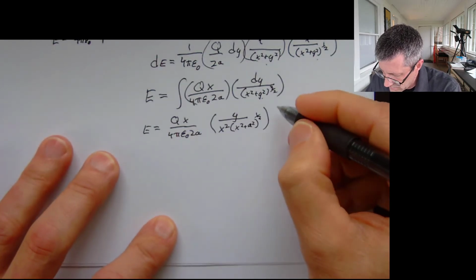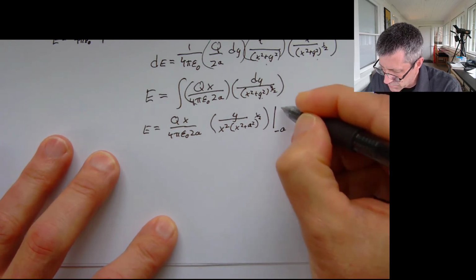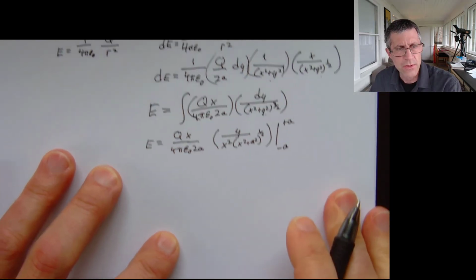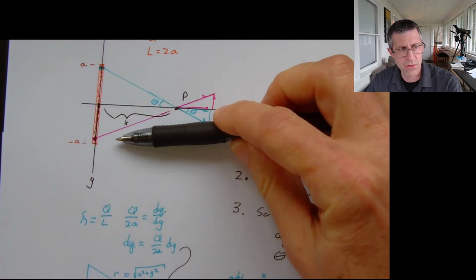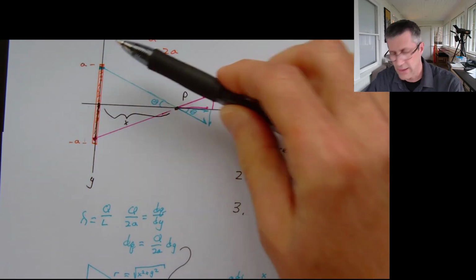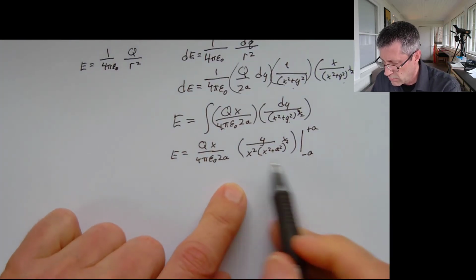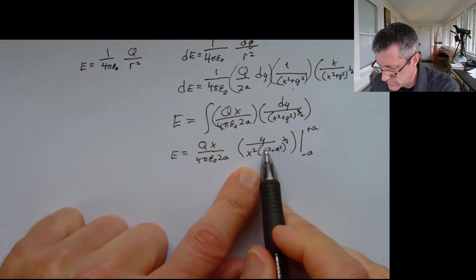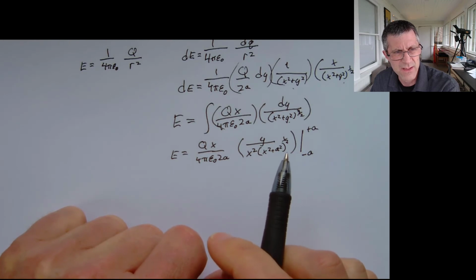And this I want to evaluate from minus a to plus a. So I'm going to add all these little bits up as I go from y equals minus a to y equals plus a. So almost there. Now wherever I see y, I'm going to plug in a, and let's see what we get.